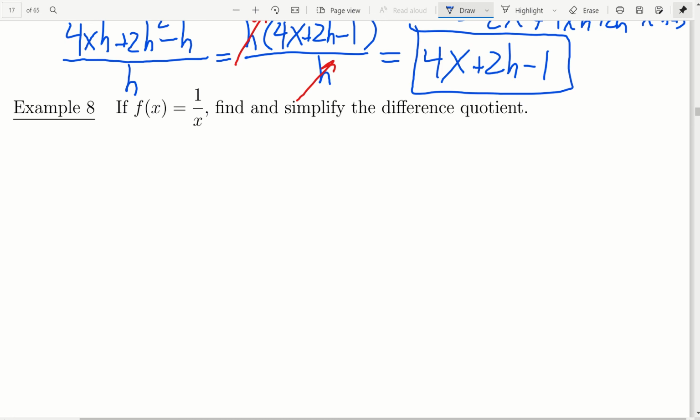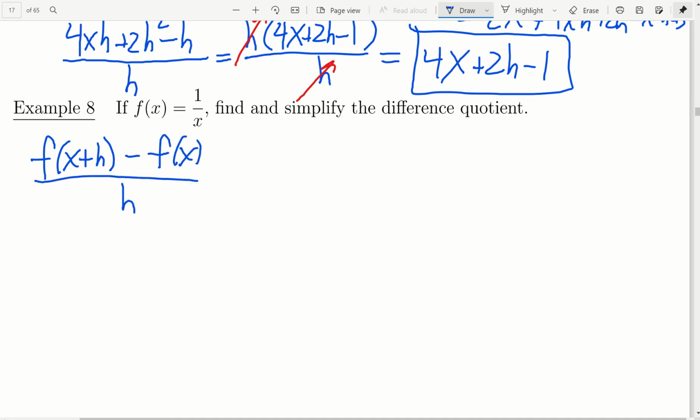Let's take a look at one more example of a difference quotient. Let's find and simplify the difference quotient for f of x equals 1 over x. So first thing, we're going to start out by writing out the difference quotient like this.